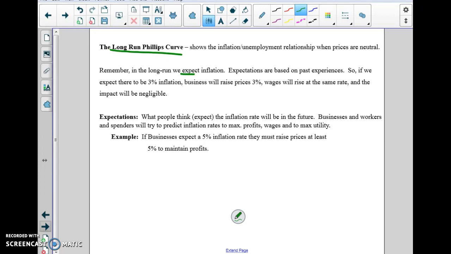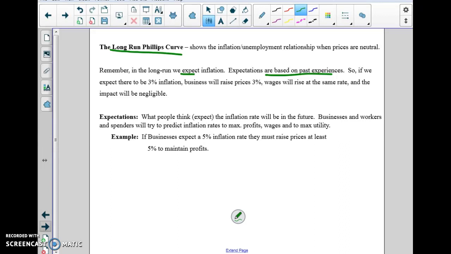And our expectations are based on the past. If we expect there to be 3% inflation, well, why do we expect that? Because there was 3% inflation the year before, and 2.9 the year before that, and 3.1 the year before that. Okay, we expect there to be 3%.